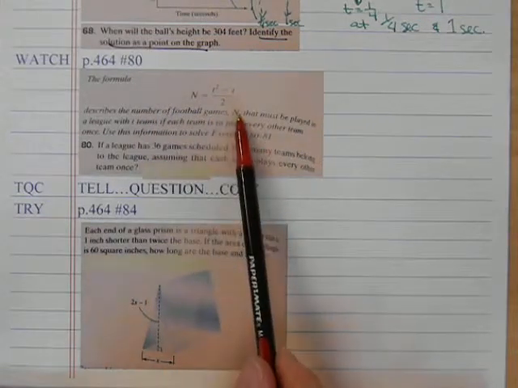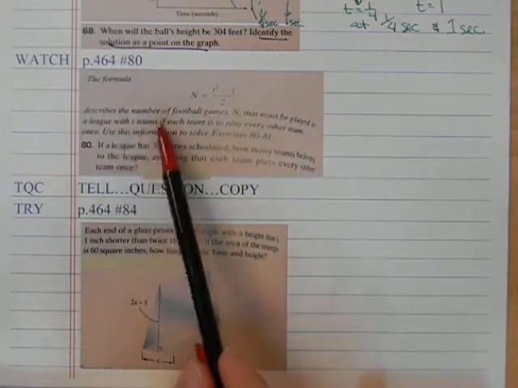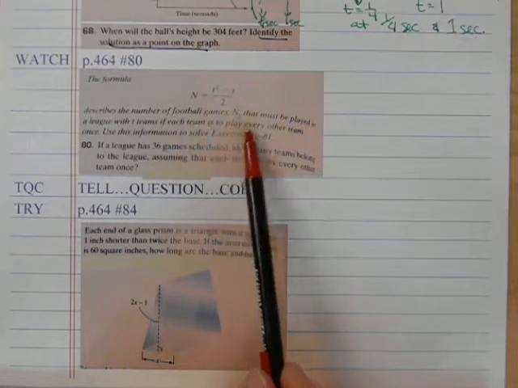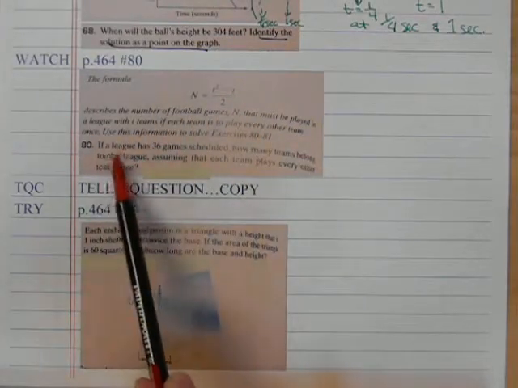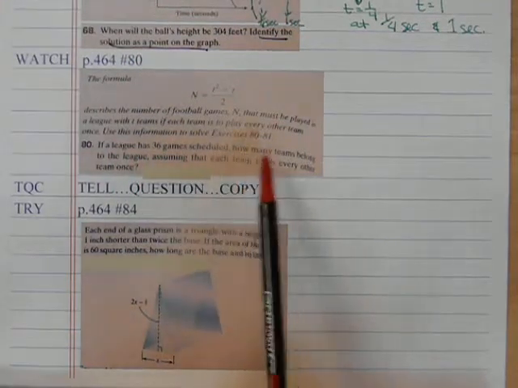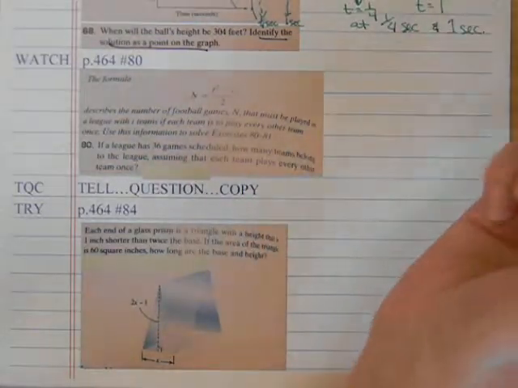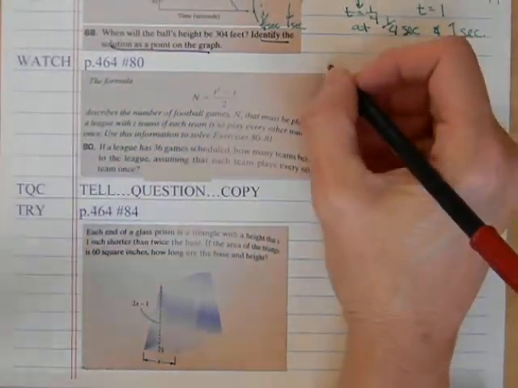Describes the number of football games n that must be played in a league with t teams if each team is to play every other team once. Use this information to solve number 80. If a league has 36 games scheduled, how many teams belong to the league, assuming that each team plays every other team once? So let's just put down what they've given here.